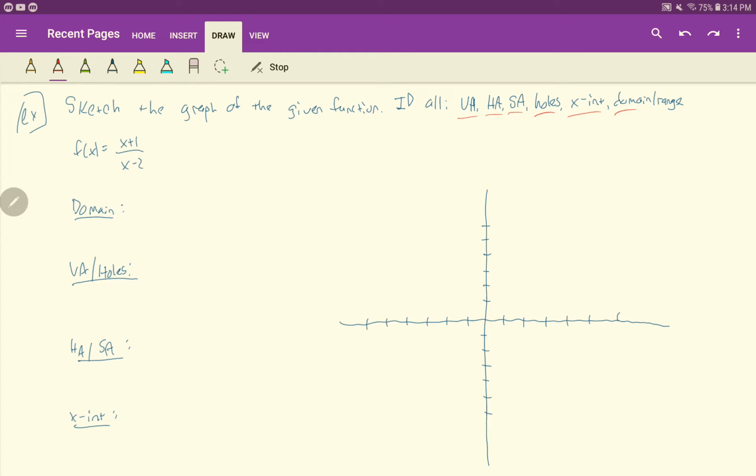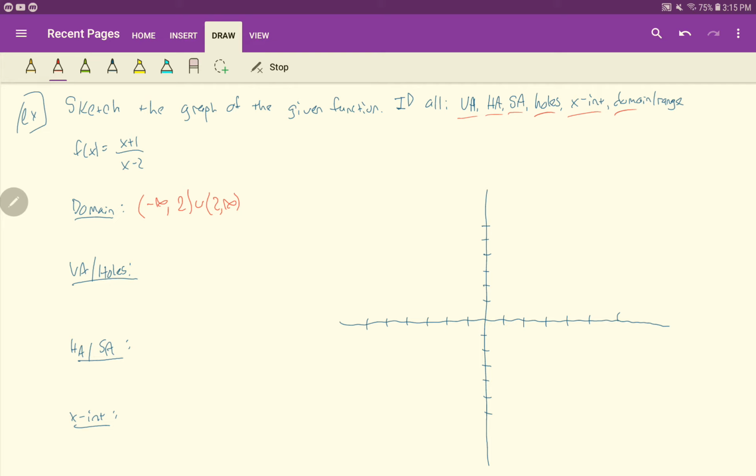So anyway, what's our domain here? Well, we can just look at this function and see that 2 is going to make us divide by 0. And so we're going to say negative infinity to 2, union 2 to infinity. If you really want to see the calculation here, it's just x minus 2 equals 0, and so x equals 2 would be our excluded x value. So we want to exclude that from the domain there.